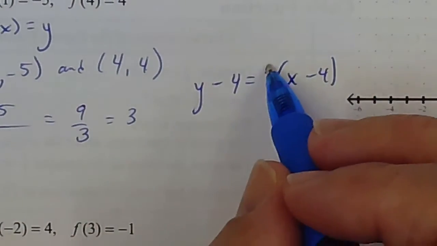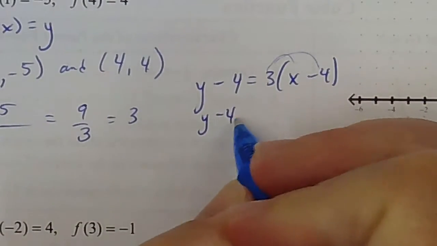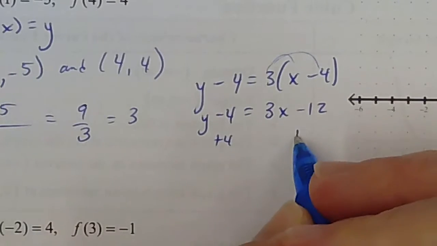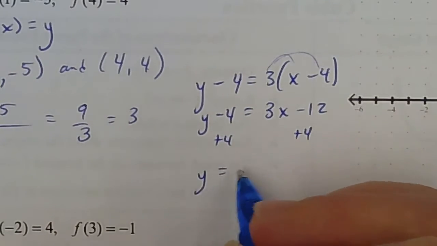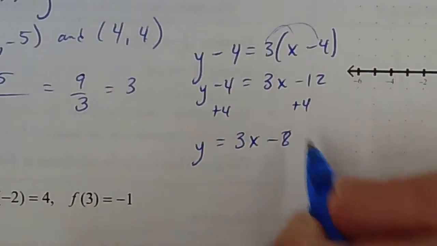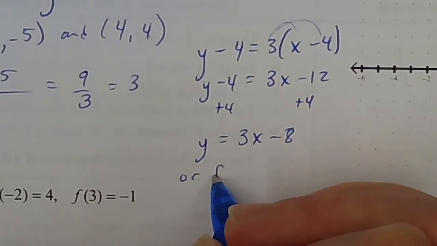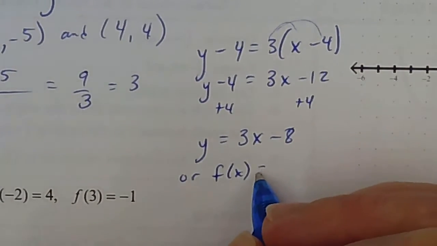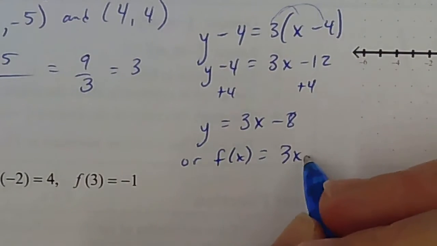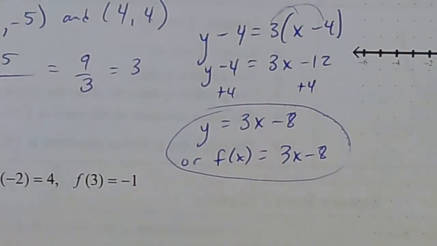Typically, we like to solve this for y, so go ahead and distribute the 3. Okay, so we get 3x minus 8. Now, don't be surprised if they write this in function notation in the back too. You need to make sure you know how to read both of these. They may write this as f of x equals 3x minus 8. Okay, we're going to treat those solutions the same.